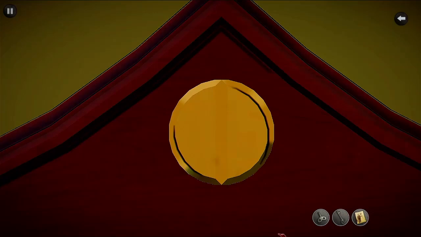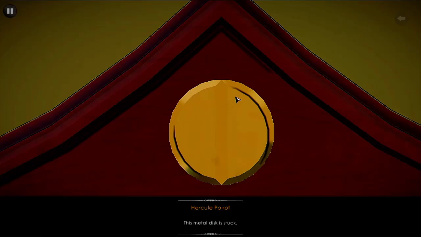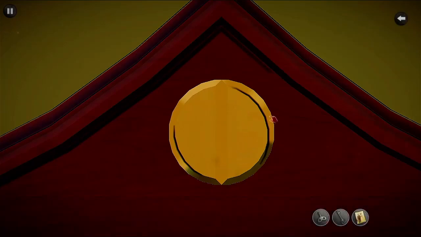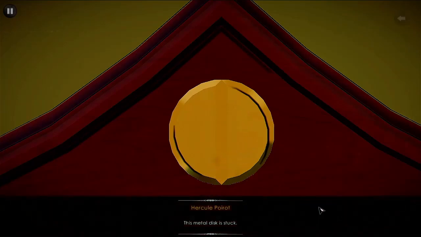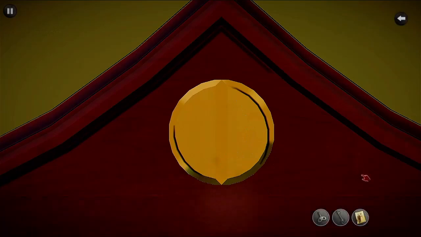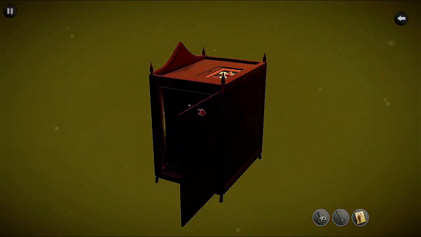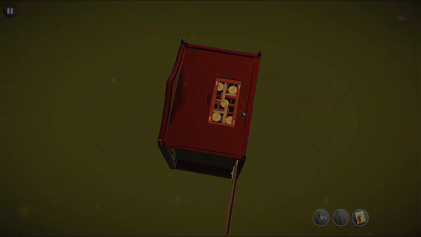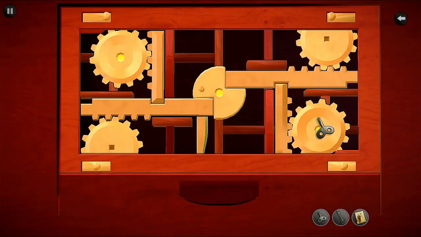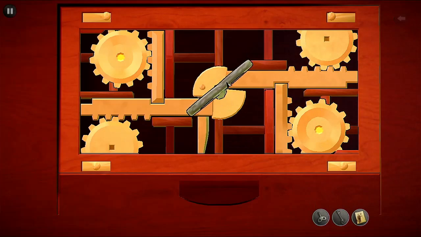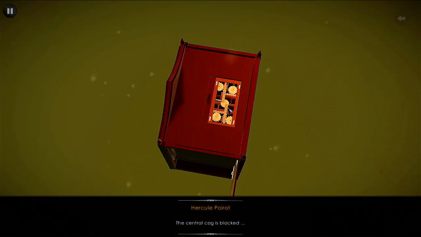Can we use the key, maybe? Let's try this one. This metal disc is stuck. But I put the key on it. This metal disc is stuck. Okay, let's... Maybe there's something I've missed here. Can I use the key on any of these? Can I use the key on this? Oh, I can. Okay. The central cog is blocked.